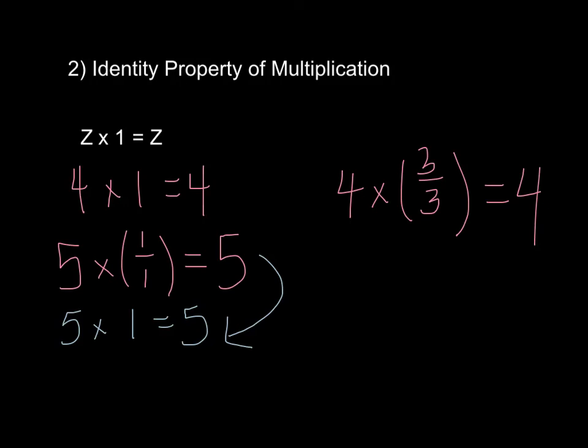3 out of 3. If I cut up a piece of pizza into 3 pieces, and I ate all 3 of them, I would have eaten a whole pizza. So we know that 3 out of 3 is the exact same as 1. So this problem is really just saying 4 times 1 equals 4. It's just saying it in a fancy way, trying to trick you. So these are all examples of the identity property of multiplication.